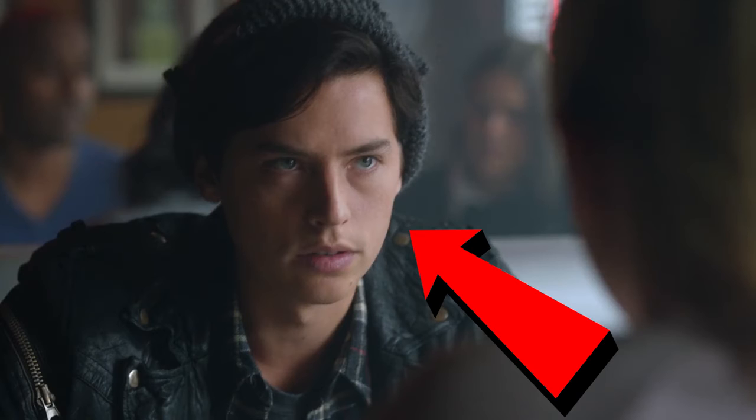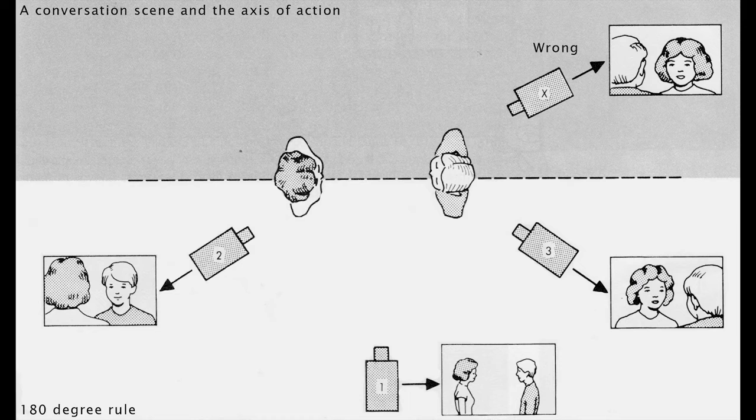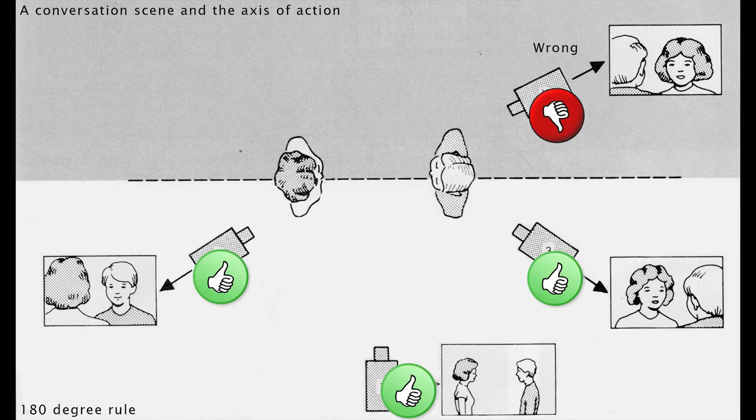One thing you'll notice about these 5 shots is that they all stay on the same side of the action. We always see Betty over Jughead's right-hand side and Jughead over Betty's left. This is called the 180-degree rule, where you imagine a line being drawn between the two characters' noses and then out through the back of their heads, and then you do not let the camera cross it.